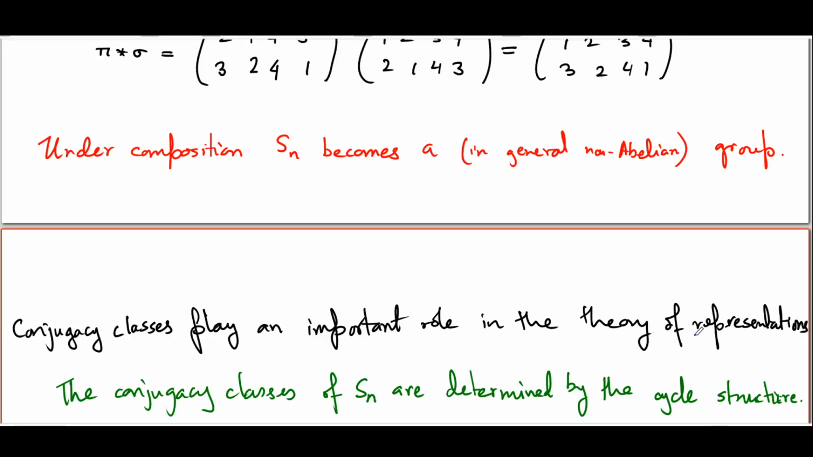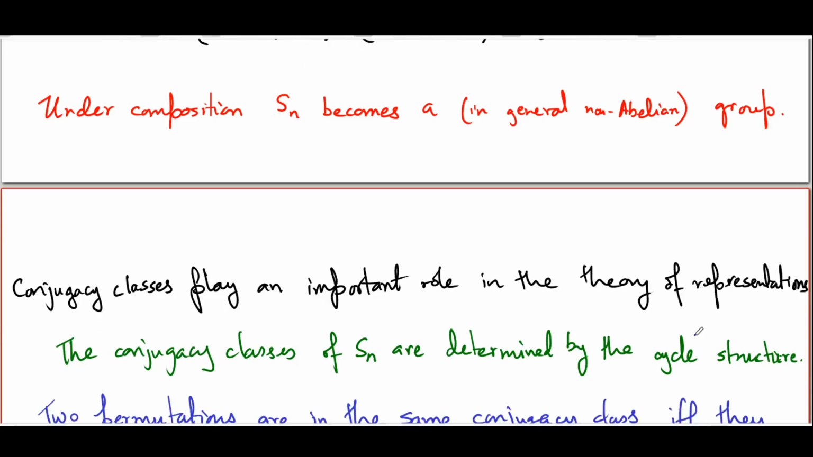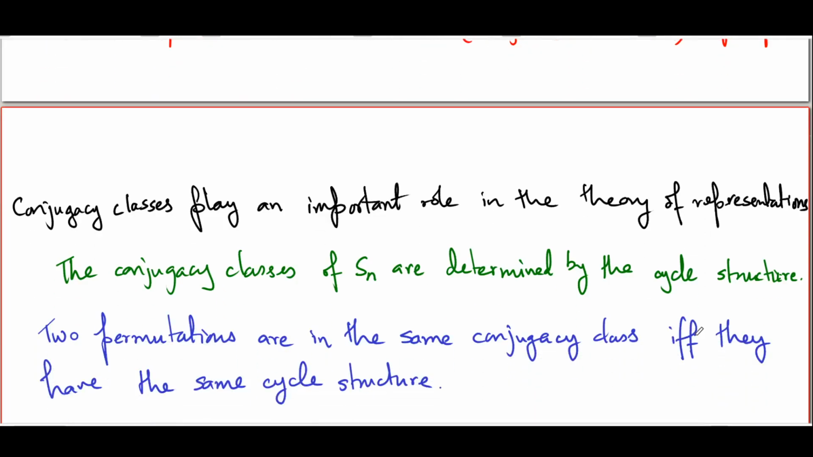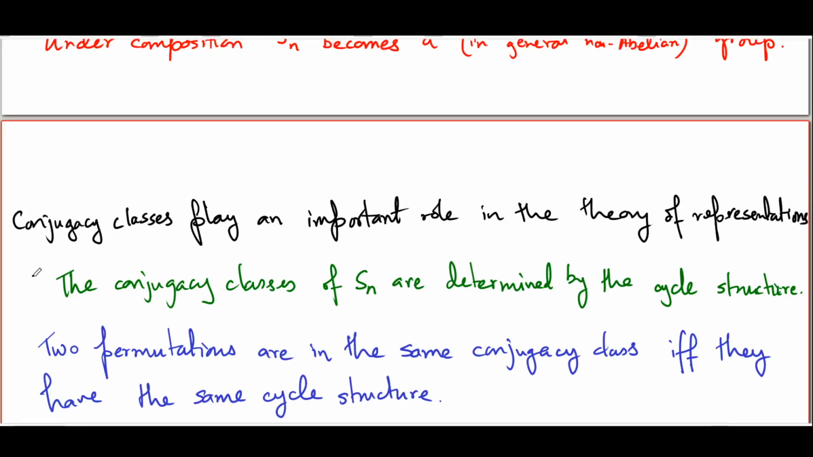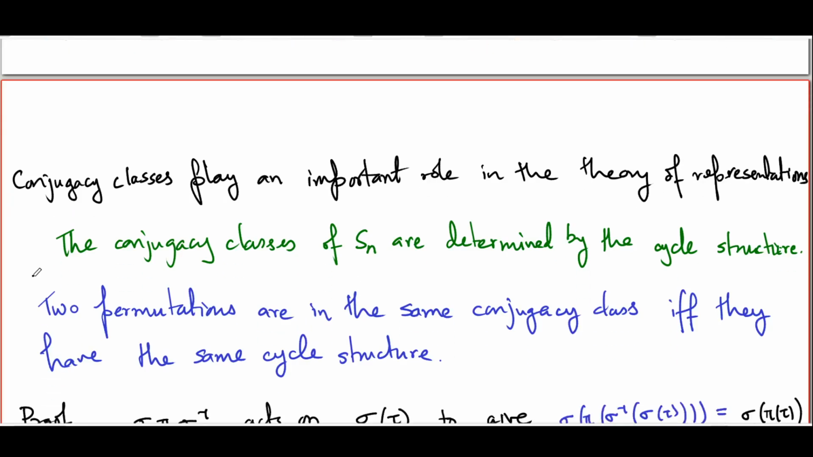The conjugacy classes of Sn are determined by the cycle structure. Two permutations are in the same conjugacy class if and only if they have the same cycle structure. This immensely important statement certainly requires a proof.